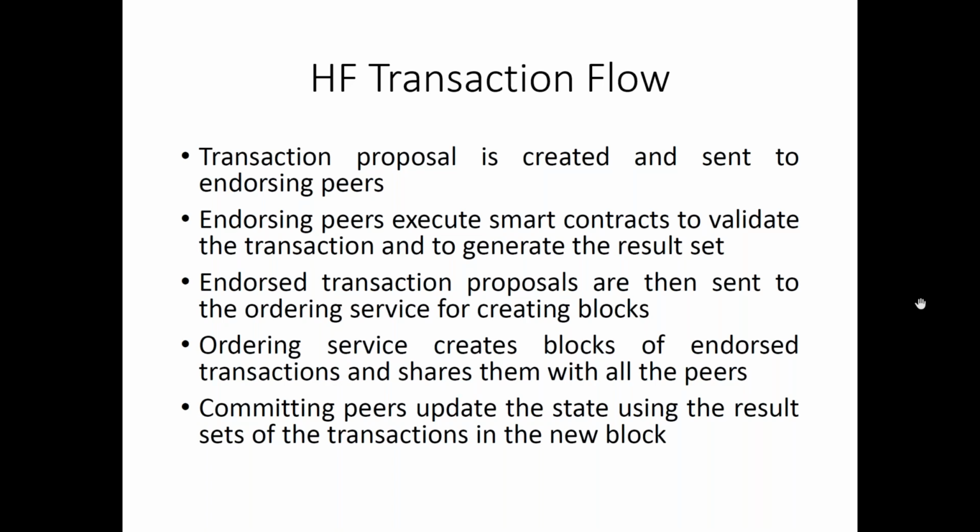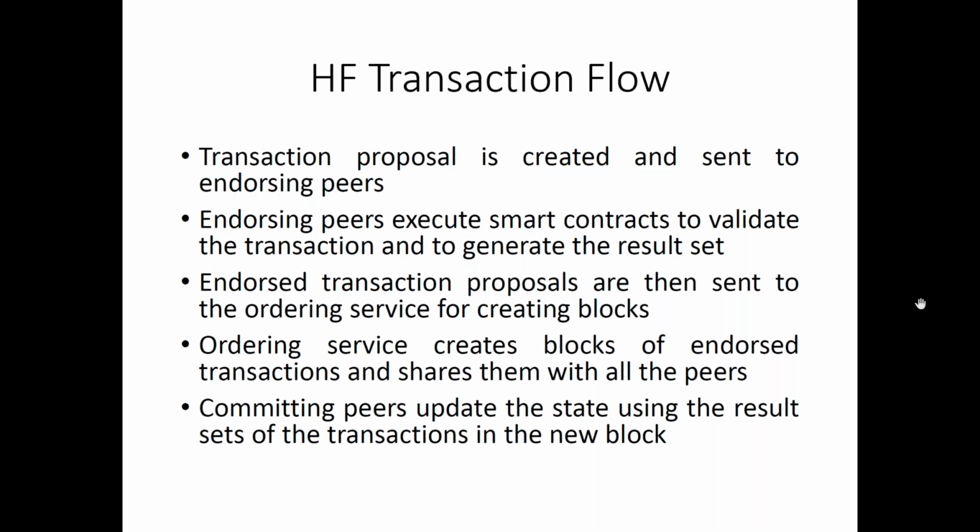Endorsed transaction proposals are then sent to the ordering service for creating blocks. Ordering service creates blocks of endorsed transactions and shares them with all the peers. Committing peers then update the state using the result sets of the transactions in the new block.